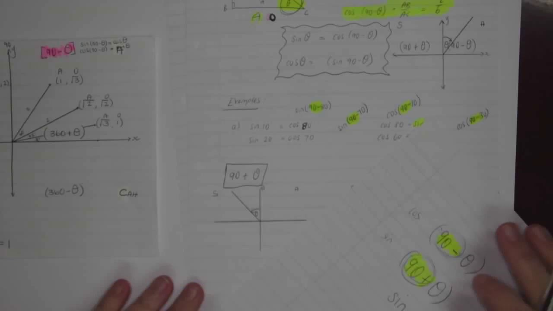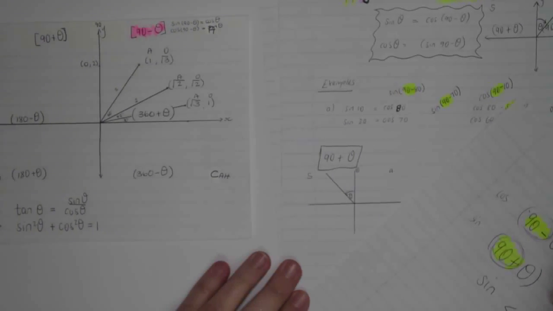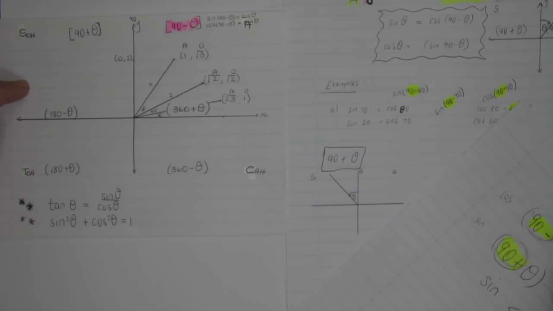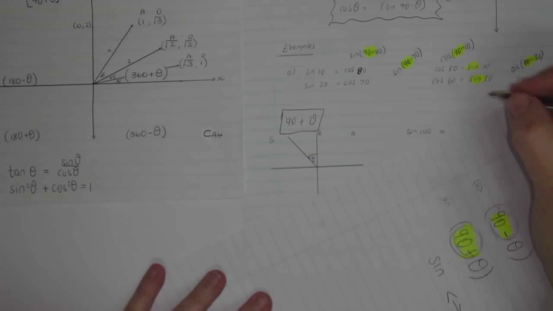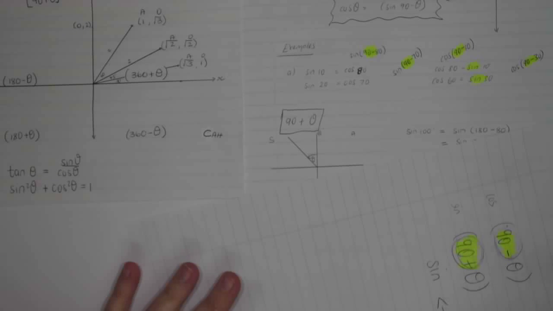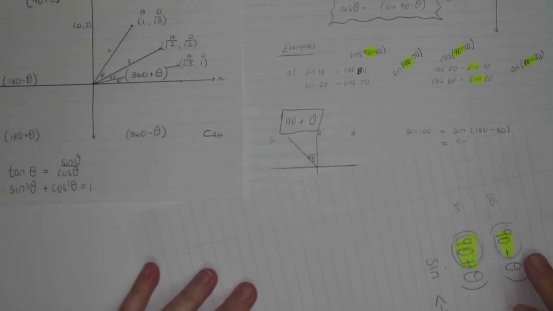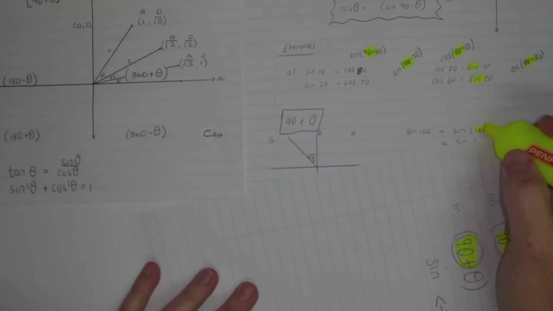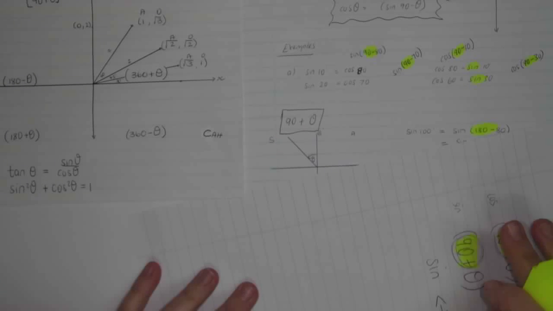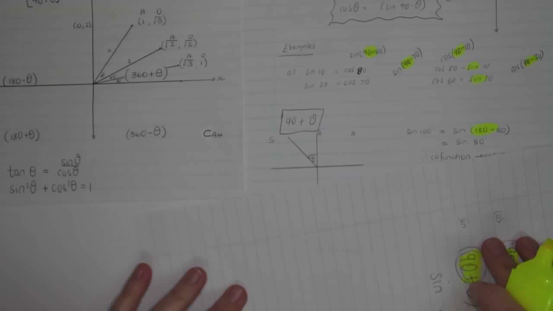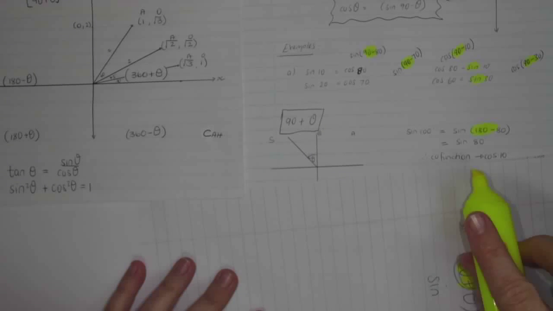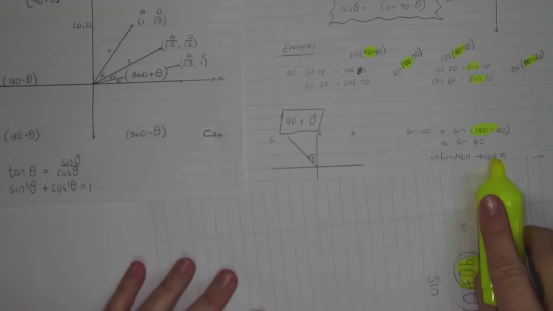Okay, and what do I know about the third quadrant? I know that anything with sine originally in it will be positive. So if I have sine 100, I can say 180 minus 80. Normal reduction formula, right? Sine of 180 minus 80, and in 180 minus, sine is positive. So sine of 80. Okay. Now, if I use cofunctions, it means that if I have sine 80, I will have cos of 10.